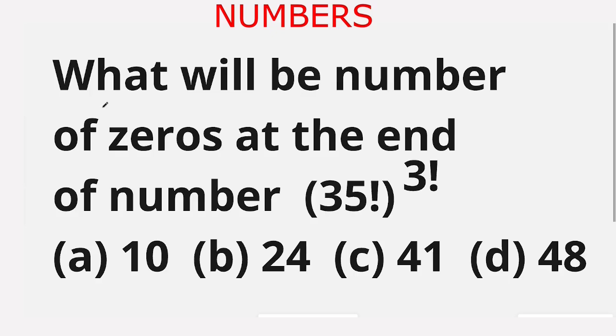Our question is, what will be the number of zeros at the end of the number 35 factorial raised to the power 3 factorial? The given options are option A 10, option B 24, option C 41, option D 48.